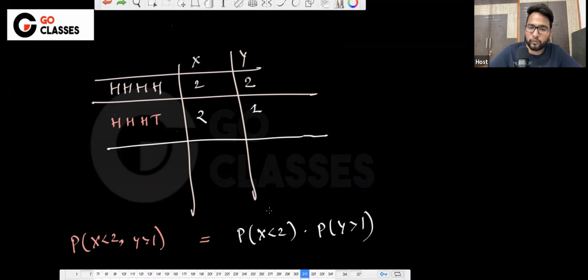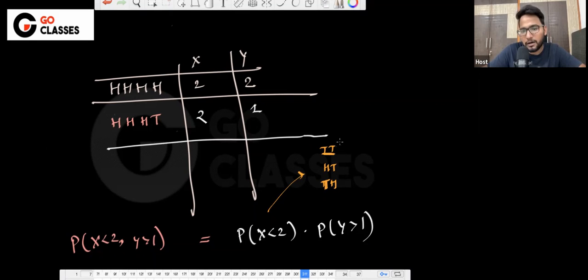X is less than 2 whenever you have zero heads or one head. So maybe both tails in the first two tosses, or one head, so HT or TH. I think there are only three possibilities with respect to the first two tosses.